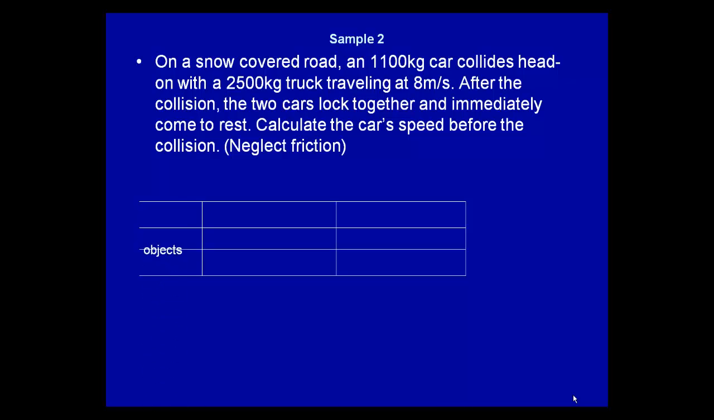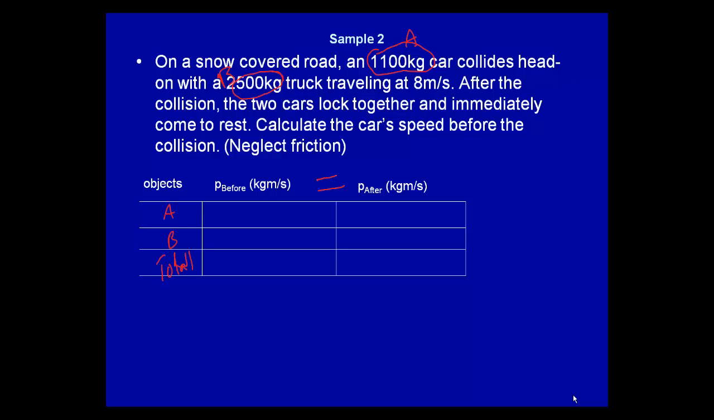So we're going to start by drawing a table. We have our objects, momentum before, momentum after, and I know those two are equal to each other. That's kind of the key to solving these problems. Now, beforehand, object A, I'm going to call the car, 1,100 kilograms. You could just write car and truck in there if you want instead of A and B. And B is going to be the 2,500 kilogram truck.